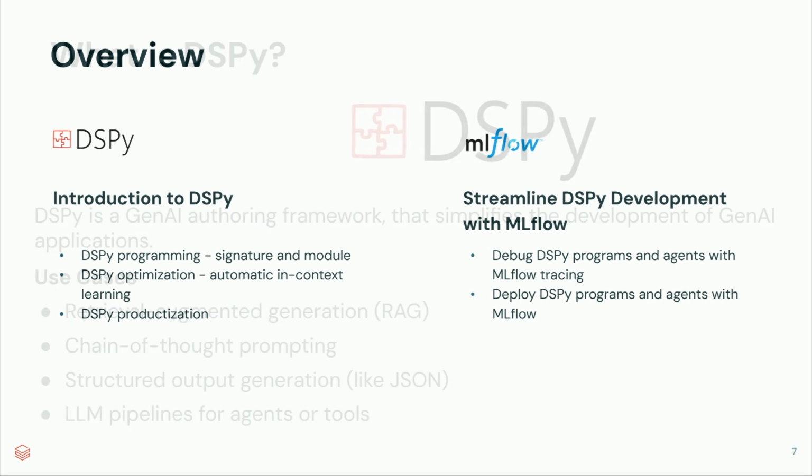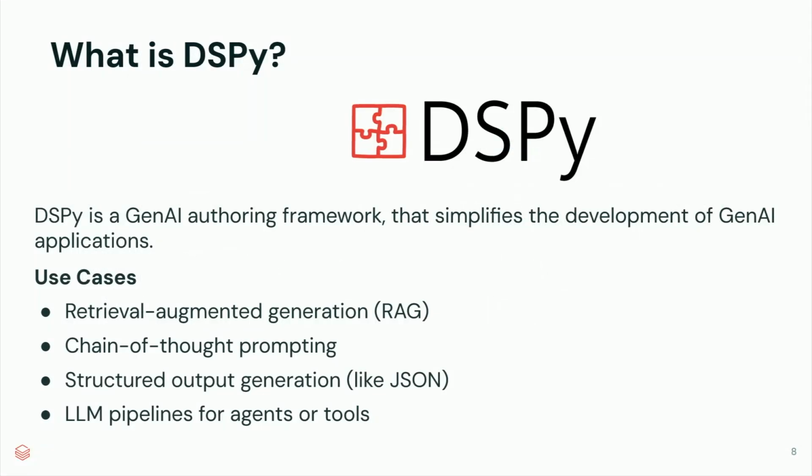Cool. I always start with this question: what is DSPy? DSPy is a GenAI authoring framework that simplifies the development of GenAI applications. I mean, this simple sentence doesn't make any sense to me, to be honest, because the bar for building a GenAI framework is super low compared to building something like PyTorch or TensorFlow. So we have so many options in the market. Are we just reinventing the wheel? The answer is no, but let's explore together why it's no in this session.